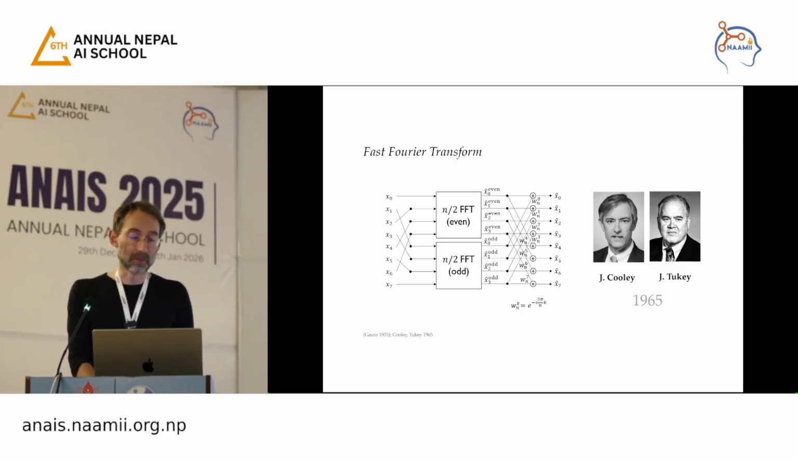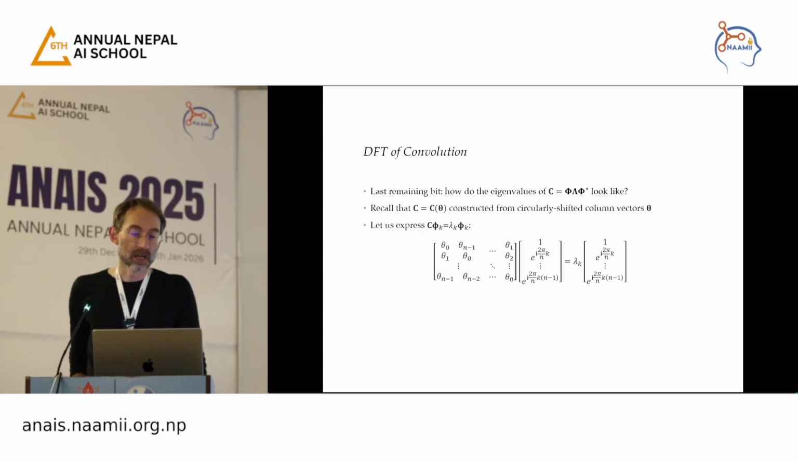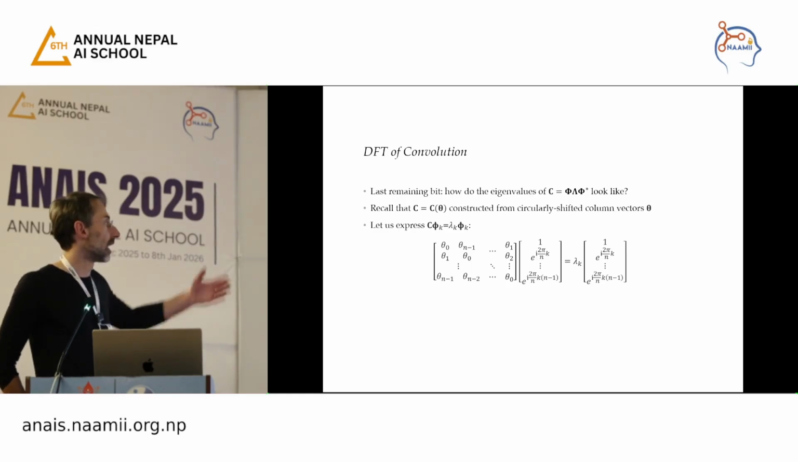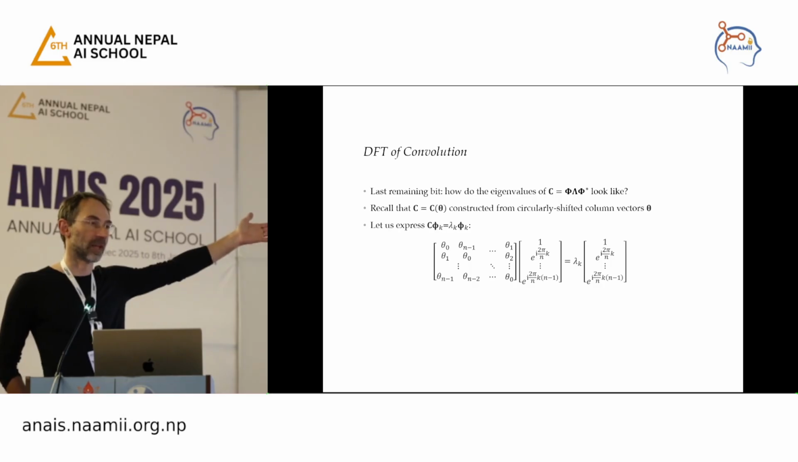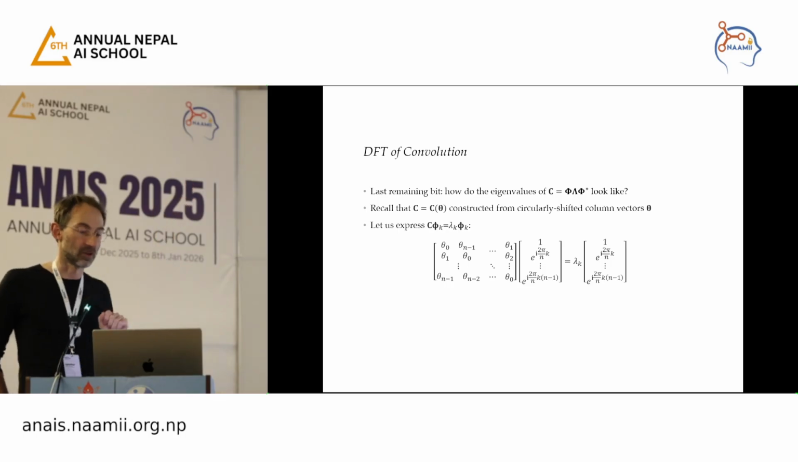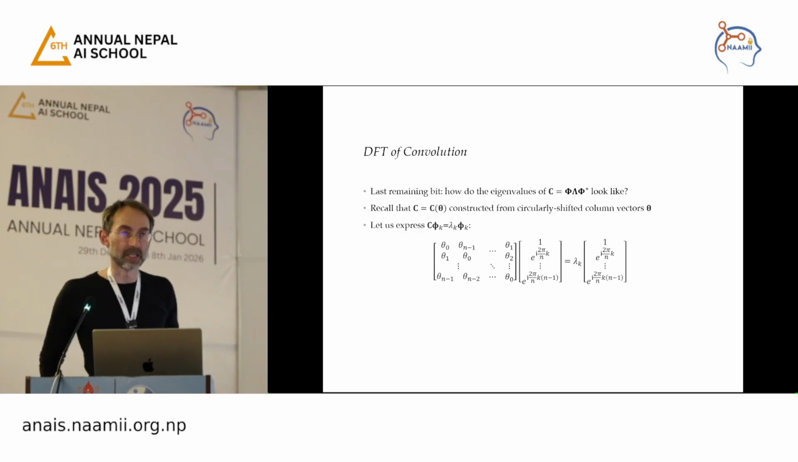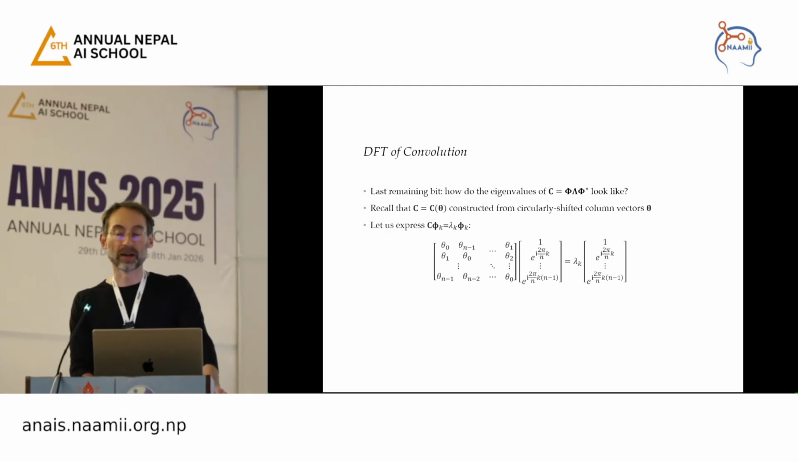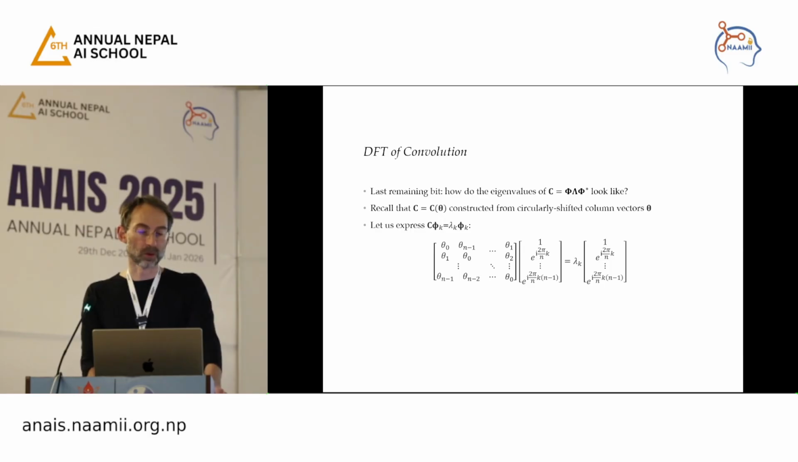What still remains to be said is what the eigenvalues of C look like. If I give you a convolution, I know that I can represent it like phi lambda phi star, but what is lambda? How do these eigenvalues look, okay? I remind you that this C, the convolution matrix, is constructed from circularly shifted column vectors theta. So let's express it like this: C phi k equals lambda phi k.